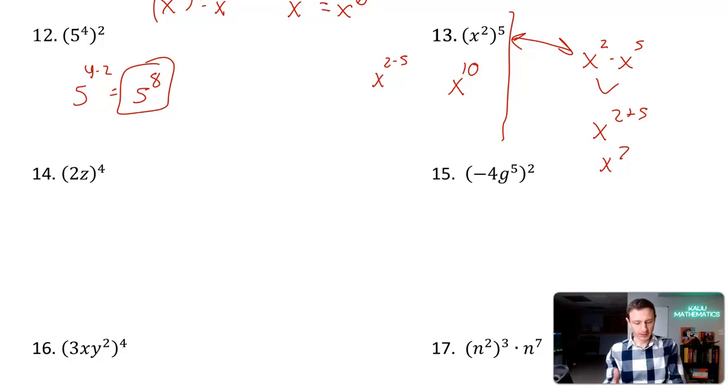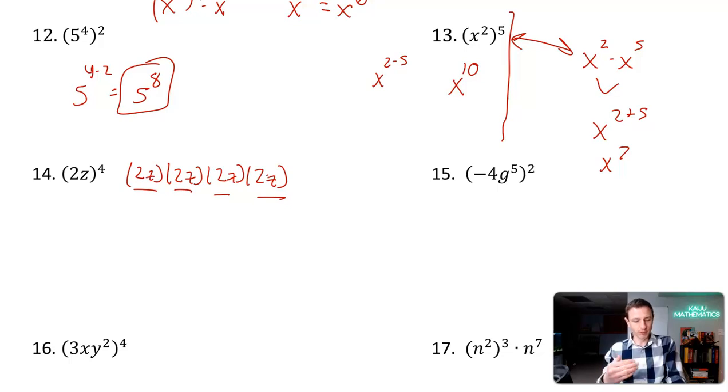Now 14, and moving on to the rest of these, notice that I have 2z to the 4th. So I have multiple terms being raised to that exponent. Well, again, just think about what's happening logically. This is 2z times 2z times 2z times 2z, right? Because it's 2z being multiplied to the 4th power. So it's 2z being multiplied 4 times.